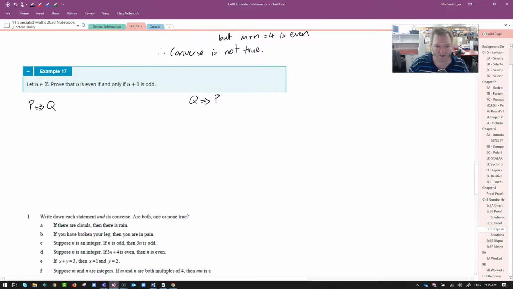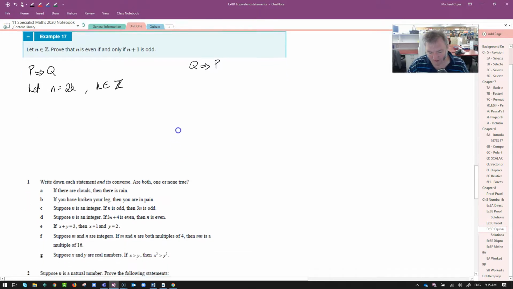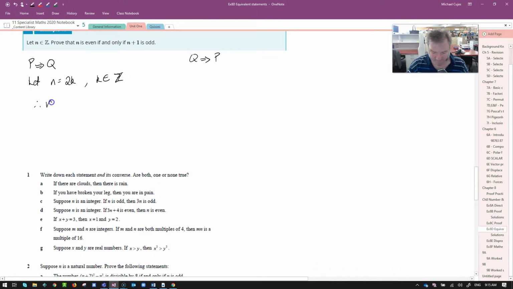So I'm going to start by saying, let's assume that N is even. So let N equal 2k, where k is an integer. That's how we show that it's an even number, okay? Show that if that is even, then N plus 1 is going to equal 2k plus 1, which is our definition of an odd number. So it's true that if N is even, then N plus 1 is odd.